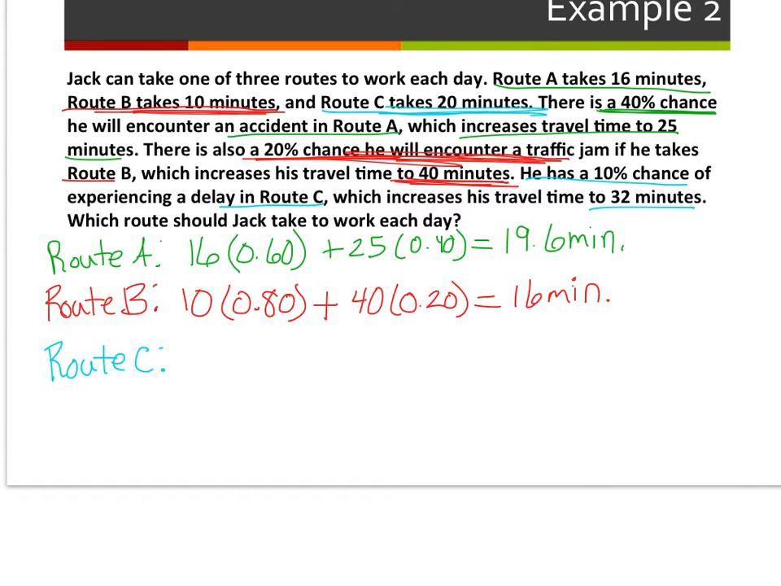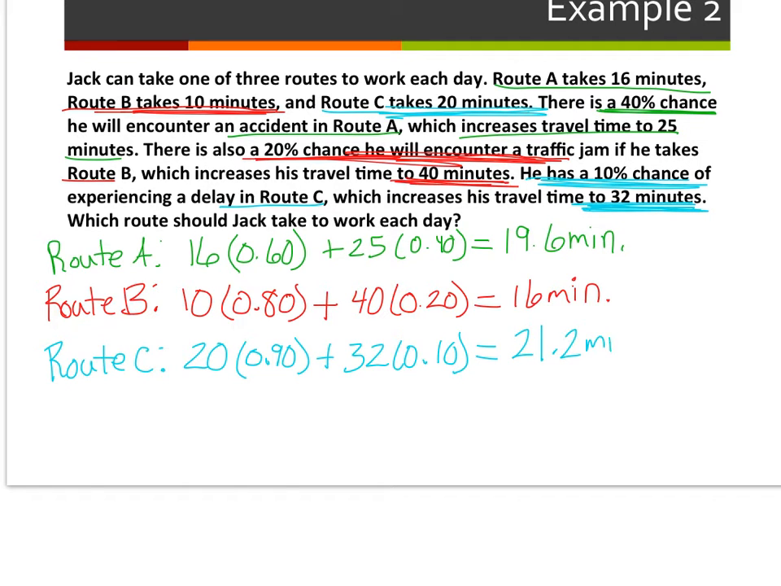We know route C should take him 20 minutes, but that's without any traffic. We know that he has a 10% chance of increasing his travel time to 32 minutes with traffic by taking route C. So that means we have a 90% chance that it'll only take him 20 minutes. So 20 times 0.9 plus 32 times 0.10 for that 10% chance of the traffic jam, giving route C an expected time of 21.2 minutes.